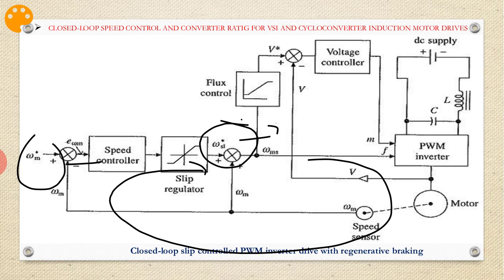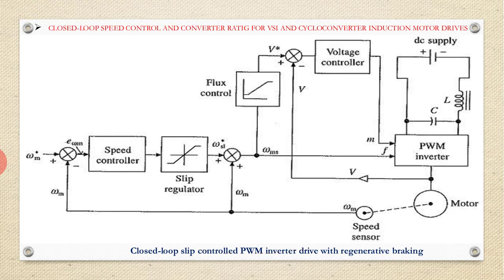A step increase in the speed command omega star m produces a positive speed error. The slip speed command omega star s1 is set to the maximum value. The drive accelerates at the maximum permissible inverter current, producing the maximum available torque until the speed error is reduced to a small value. The drive finally settles at a slip speed for which the motor torque balances the load torque. So this is the step increase.